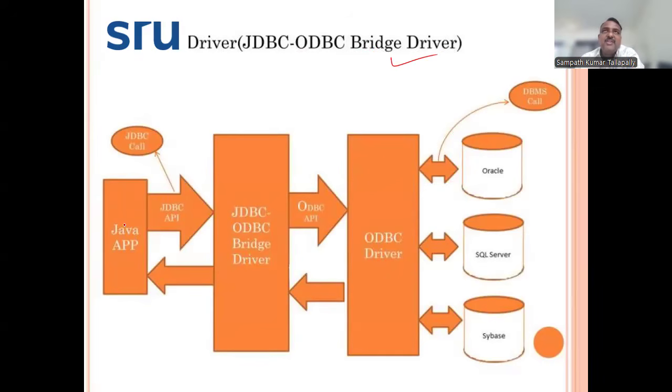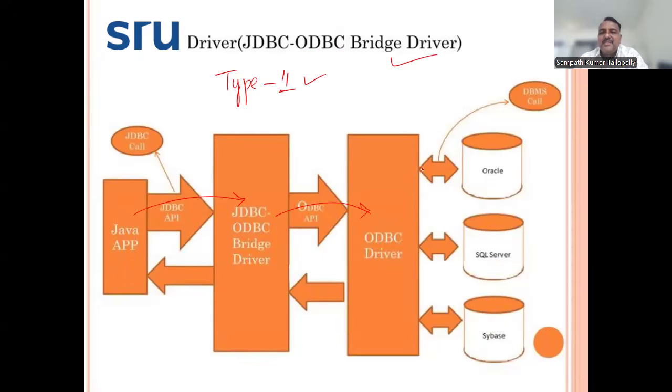We are going to have my Java application, and this Java application is going to interact with my bridge driver. This bridge driver is going to interact with my ODBC driver, and with the help of this ODBC driver, we are going to connect with the different databases we have. If this is the architecture which we are going to follow, then we call it a type 1 driver. We can also call this driver the JDBC-ODBC bridge driver.